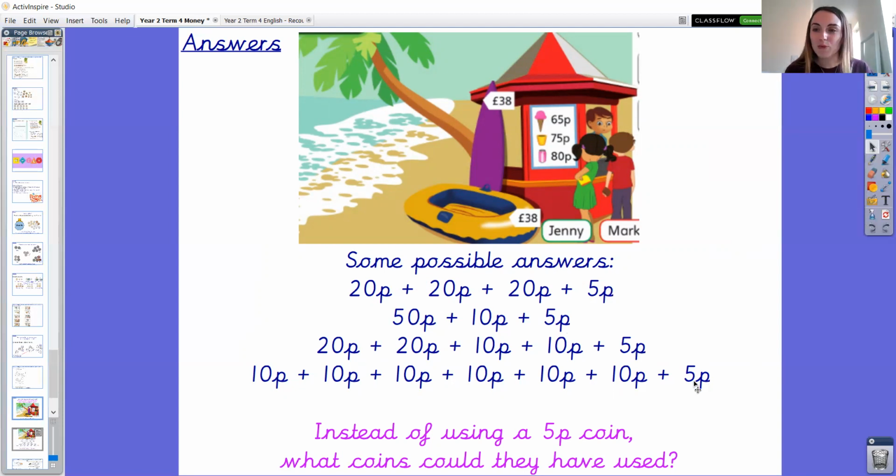But there are more possible answers, and I'm wondering, Year 2, instead of using a 5p coin, what coins could they have used? We have looked at this already this lesson, so please pause the video here to discuss your thinking. Well done, Year 2. So we could write these number sentences again, except instead of writing 5p, we could make the 5p coin using 2p, add 2p, add 1p. Well done, Year 2.